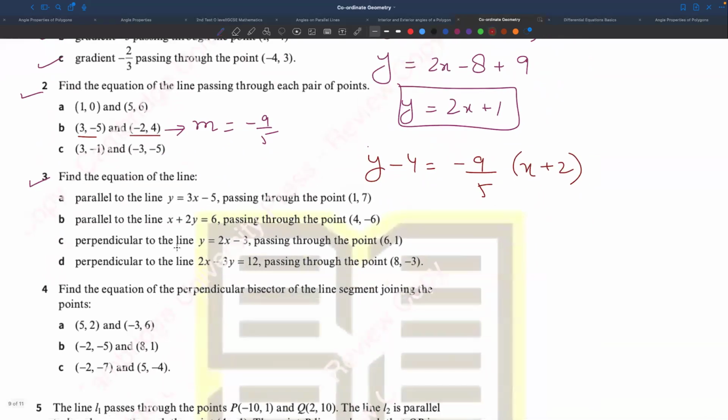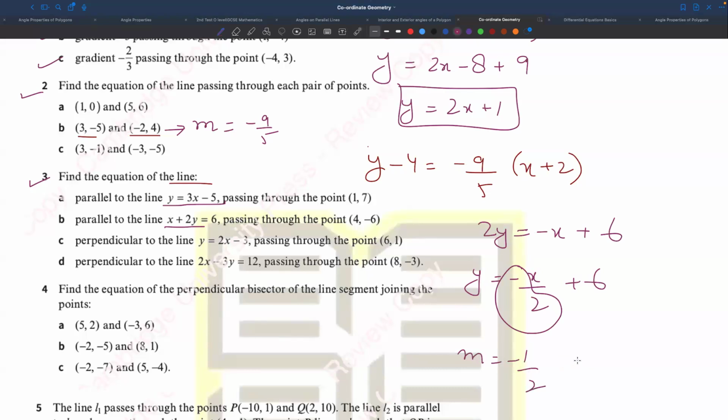Okay. Find the equation of the line parallel to this line. What is the gradient of this line? 3. What is the gradient of this line? Minus 1 upon 2. Beta, when you make y your subject, so if the gradient of this line is minus 1 upon 2, the gradient of the parallel line will also be minus 1 upon 2. This is parallel. For perpendicular, yes, we will do that, what you're saying.